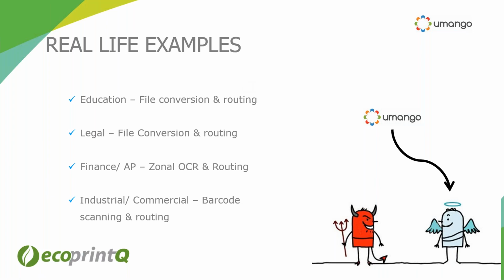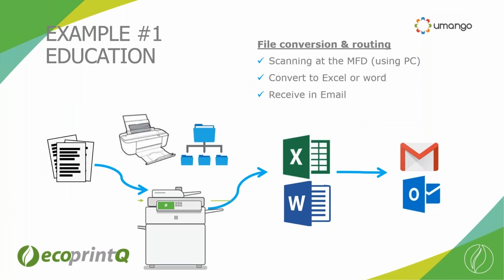We've got education, legal, finance, industrial, all that great stuff. So example number 1, education. Customer request: file conversion and routing. We want to be able to scan at the MFD using PaperCut. That's what's in parentheses there. They're using PaperCut and want to be scanning at the MFD and want it converted to Excel or Word.